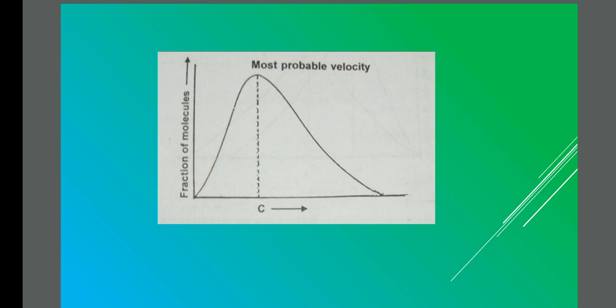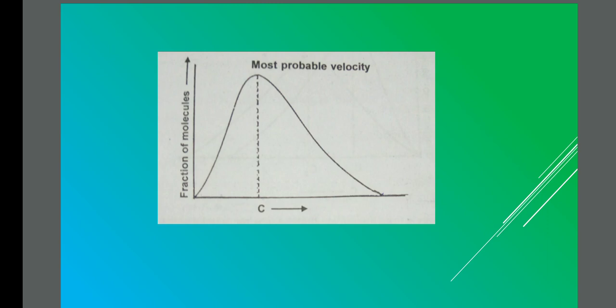If you see the curve, as we increase the velocity, the plot is found to be increasing, it reaches a maximum, then it decreases. You see the plot very carefully. The plot is between fraction of molecules versus velocity. As we increase the velocity, the fraction of molecules also increases, reaches a maximum, and then it decreases. That maximum point is noted as the most probable velocity. I'll define this most probable velocity later on. I think you're able to understand the graph.